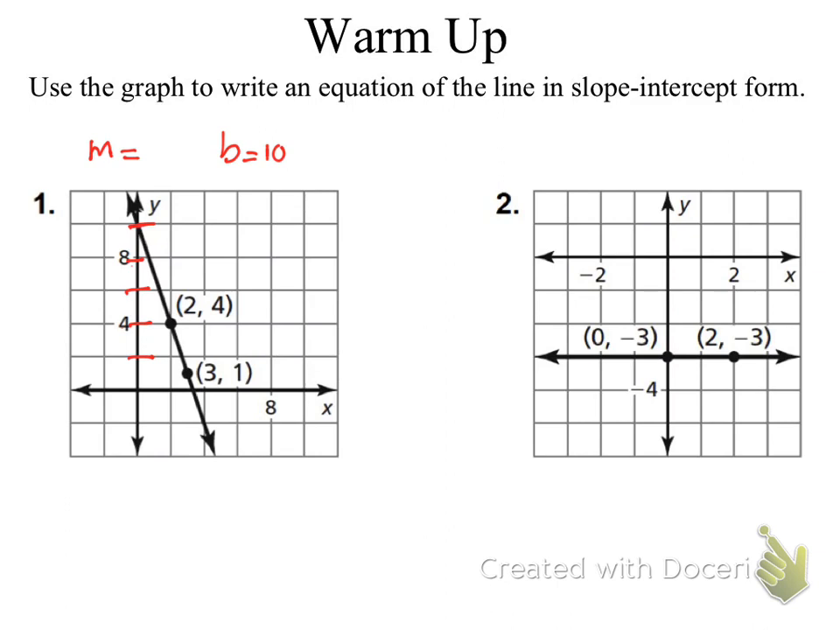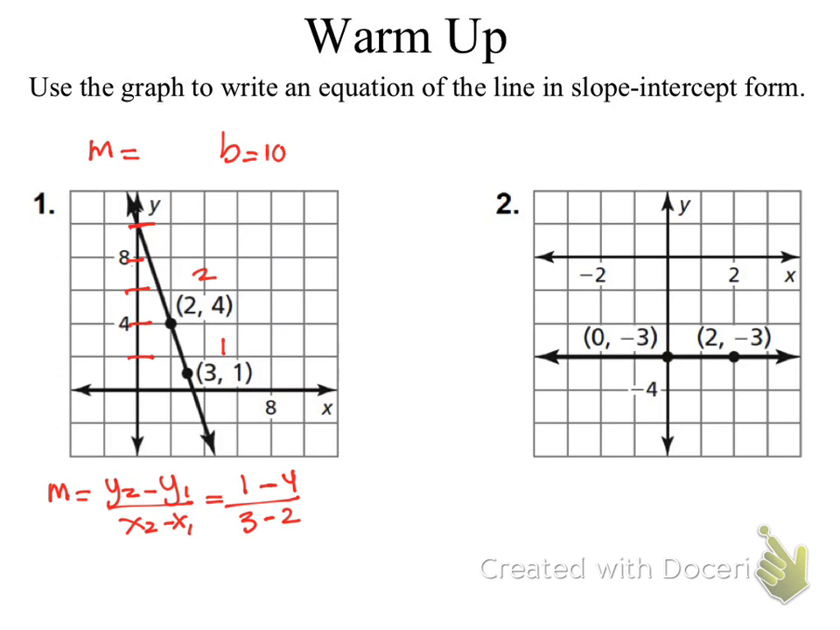Now the slope, how do I go about finding my slope? Yes, Max. We use a slope formula. M equals y2 minus y1 over x2 minus x1. Let's call this point 2 and this point 1. So here I'm subtracting my y's. 1 minus 4 over 3 minus 2. With me?